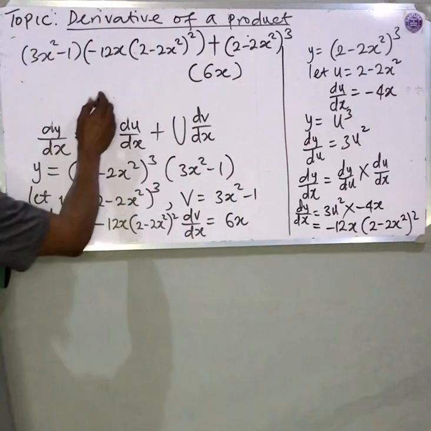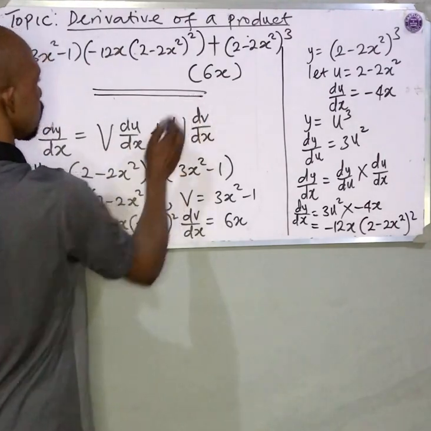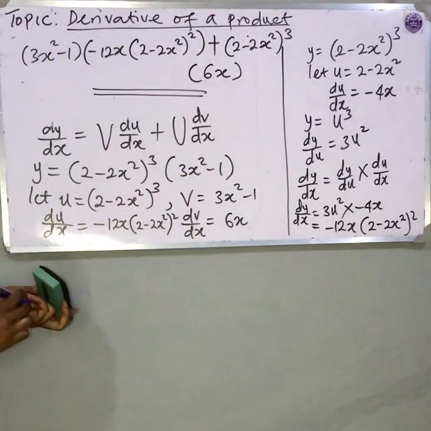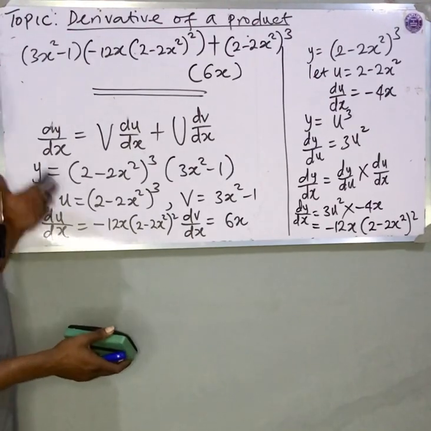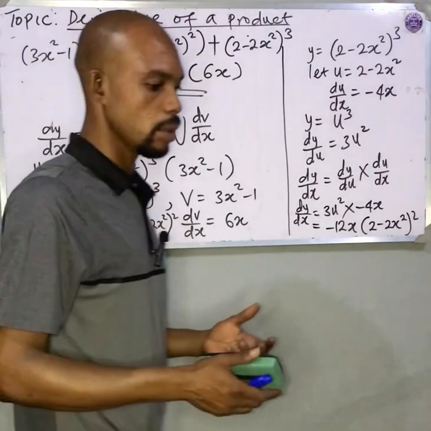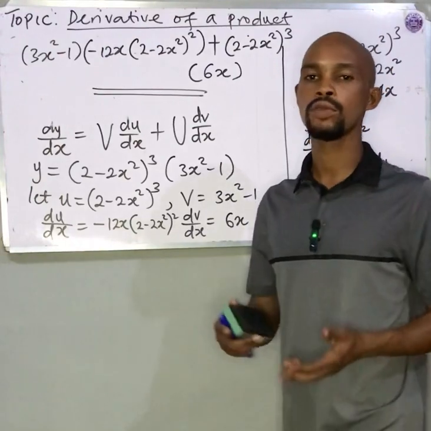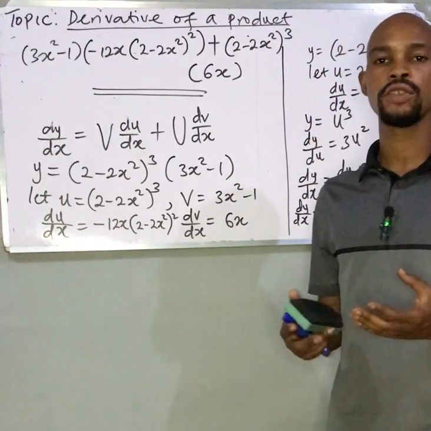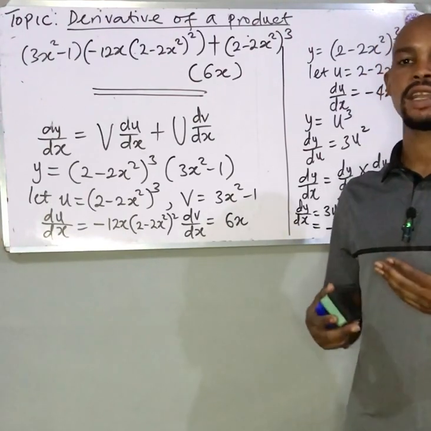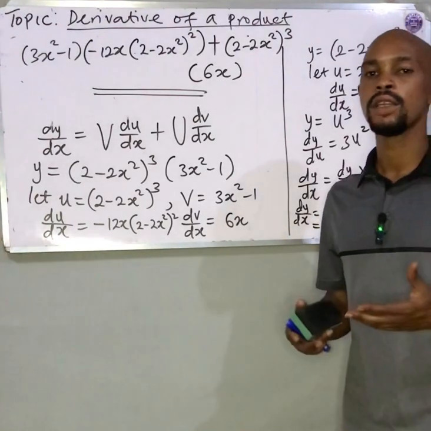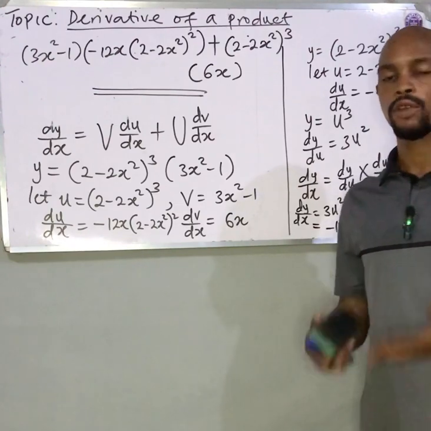Now you can actually stop here, because this would be too complicated to simplify. So this is how to find the derivative of a product. Most times, your derivative of a product will take you to the point where you have to use the chain rule, or function of a function. So that would be previous knowledge, especially when you've learned how to solve function of a function.